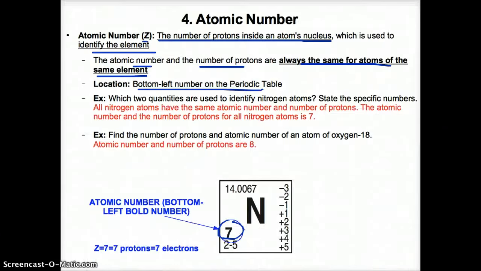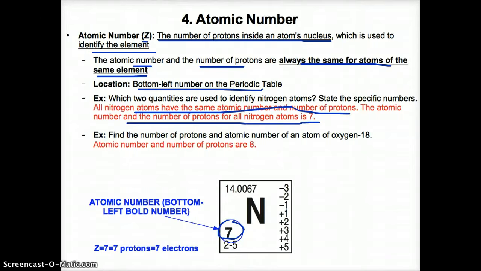Now let's try 2 examples using what we learned. First, which 2 quantities are used to identify nitrogen atoms, and state the specific numbers. All nitrogen atoms have the same atomic number and number of protons, as we just learned up here. Since nitrogen, or N's, bottom left bold number is 7, we know that all atoms of nitrogen specifically have an atomic number of 7 and 7 protons.